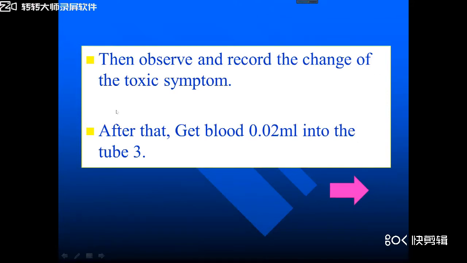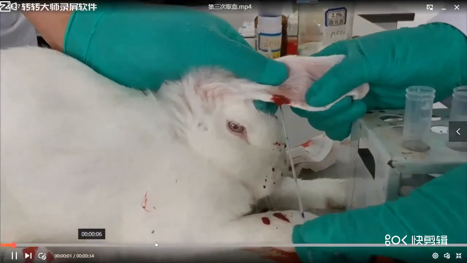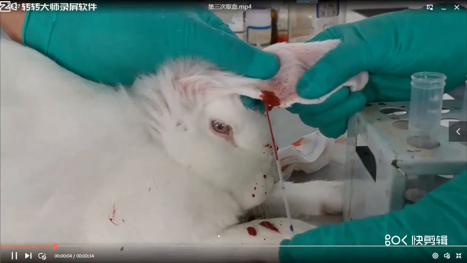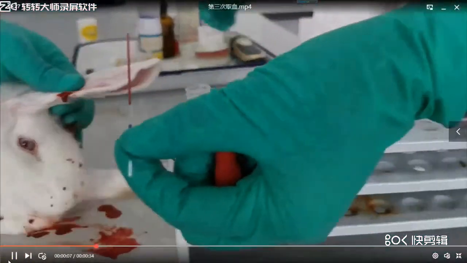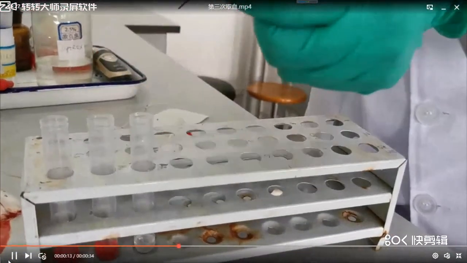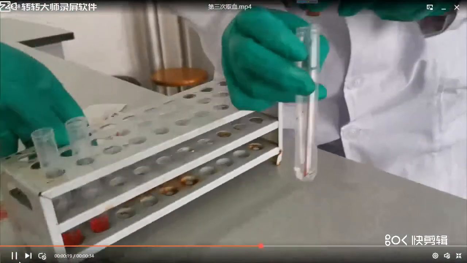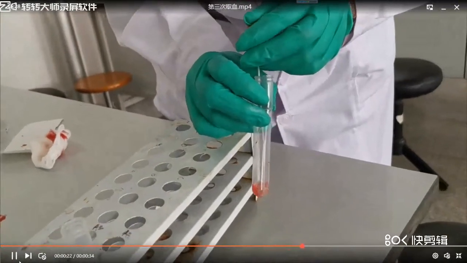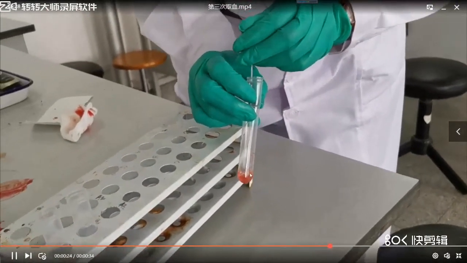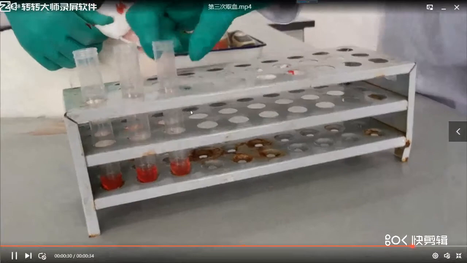And don't forget, after we save the life, we get blood again, the third time. Okay, let's get the blood the third time. Oh, it's the last time. And take the blood, 0.02 milliliter, and we use the capillary pipette and add this 20 microliter into the third tube. In the third tube, 1 milliliter distilled water and 20 microliter blood.